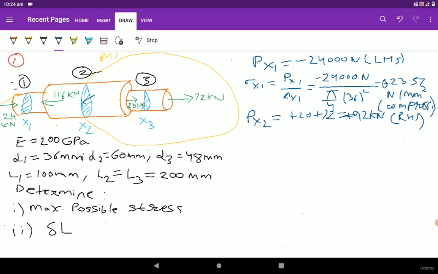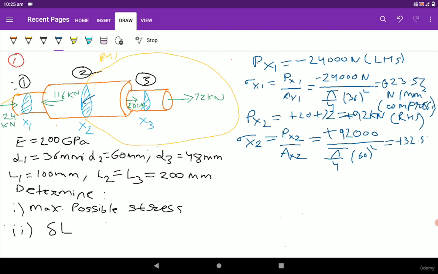Now let's calculate the stress induced at the x2 section, that is sigma x2. So sigma x2 is equal to px2 divided by ax2. The value of px2 is plus 92,000 Newton divided by pi by 4 d2 square. What is the value of d2? d2 is 60 millimeter, so pi by 4 times 60 square. After solving this, we get the value as plus 32.53 Newton per millimeter square. So the stress at the x2 section is tensile in nature.